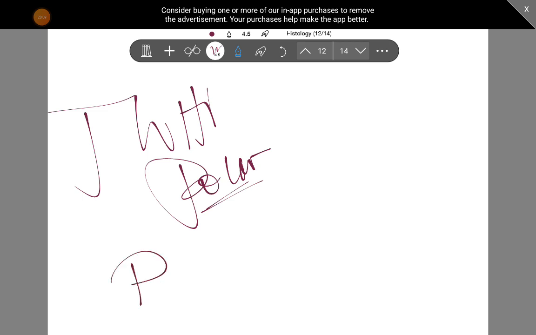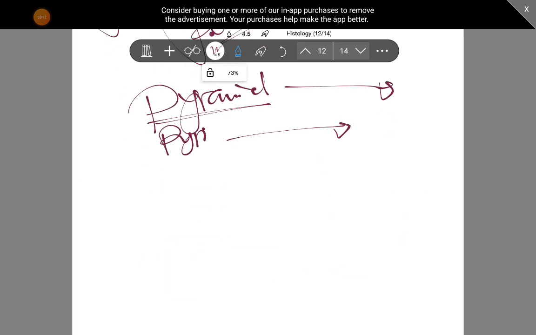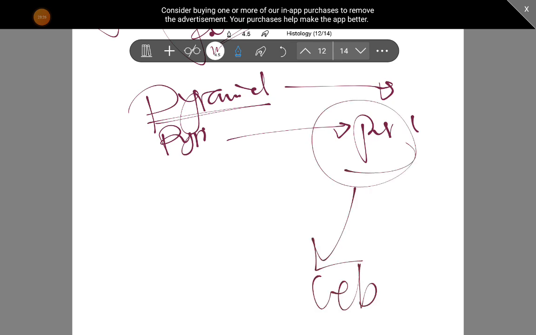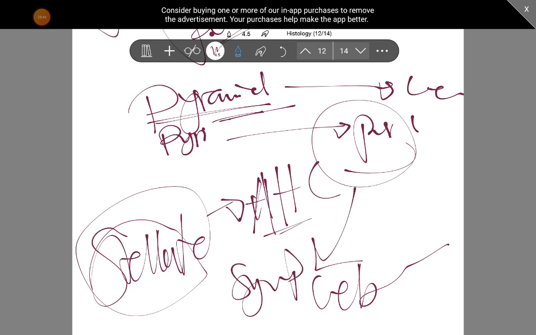Pyramidal, you'll find it looks pyramidal in the pyramidal cells. You'll find it pyriform in the Purkinje cells. So pyramidal in the pyramidal cells, pyriform in the Purkinje cells. And where are those Purkinje cells? In the cerebellar cortex. And where are the pyramidal cells? In the cerebral cortex. And the last thing, you'll find stellate, aka star-shaped. Where are those? In the anterior horn cells of the spinal cord and the sympathetic ganglion. And that's it.